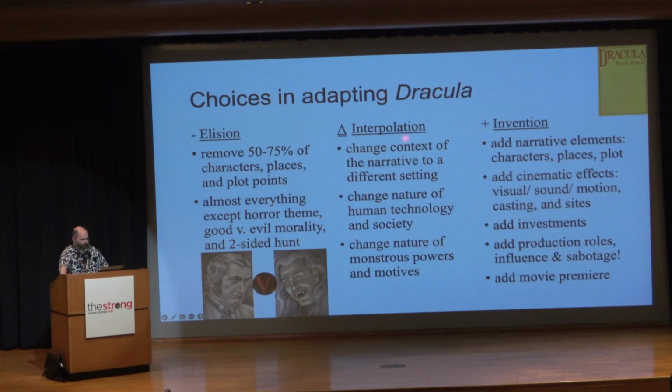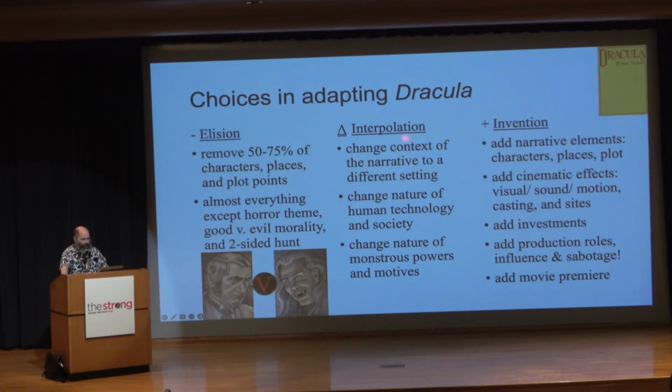So basically, I want them to make a horror film where there's a good versus evil morality, which might be redundant, and a two-sided hunt. And that's one of my favorite features of the novel, is that Van Helsing, but even more so Mina Harker as the figure of the new woman, is enabling this access to Dracula's psyche, and they're able to track him as he is hunting them. So having that as part of the element of their film.